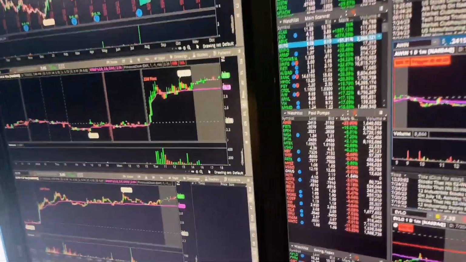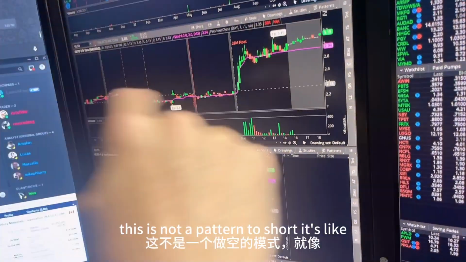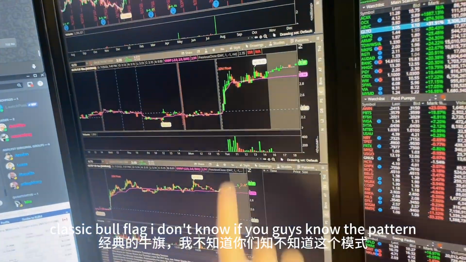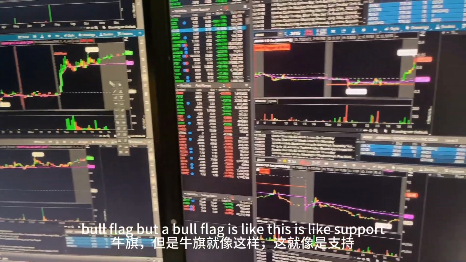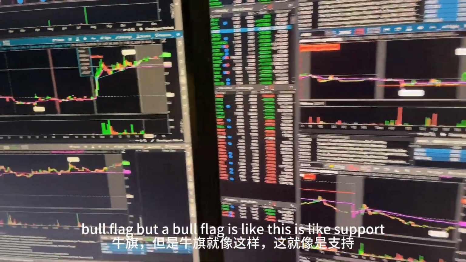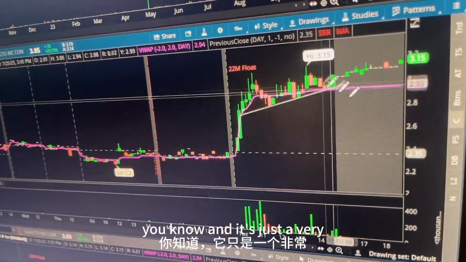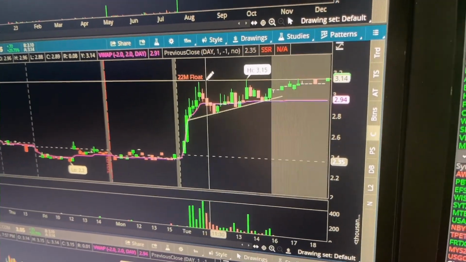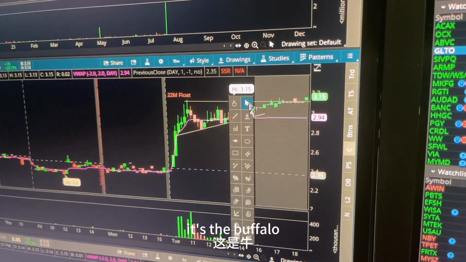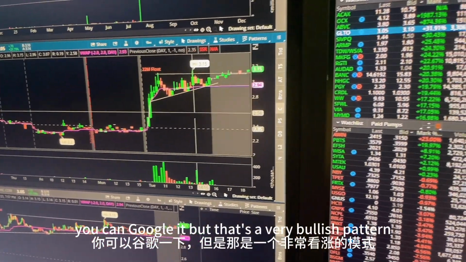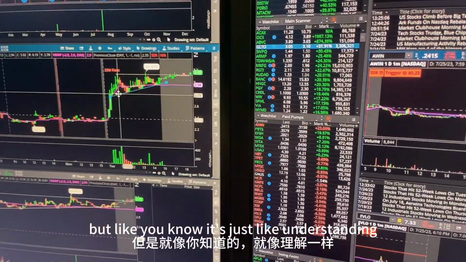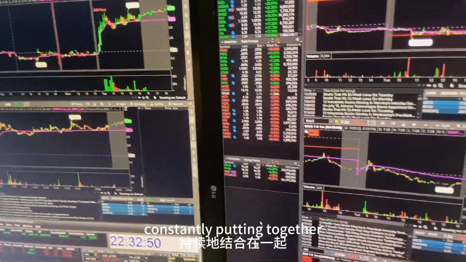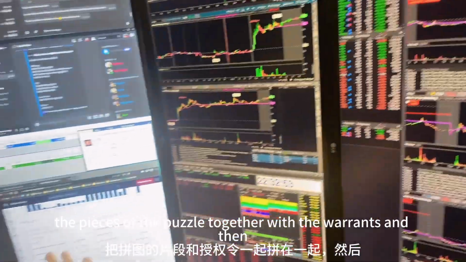This one, I like to short. This is not a pattern to short. It's a classic bull flag. I don't know if you guys know the pattern bull flag, but a bull flag is like this. It's like support, and it's very, very bullish. You can Google it, but that's a very bullish pattern. I don't want to short that. It's about understanding basic patterns and constantly putting the pieces of the puzzle together.